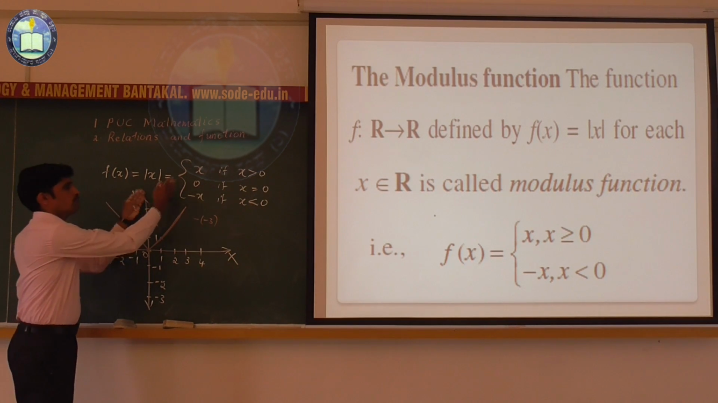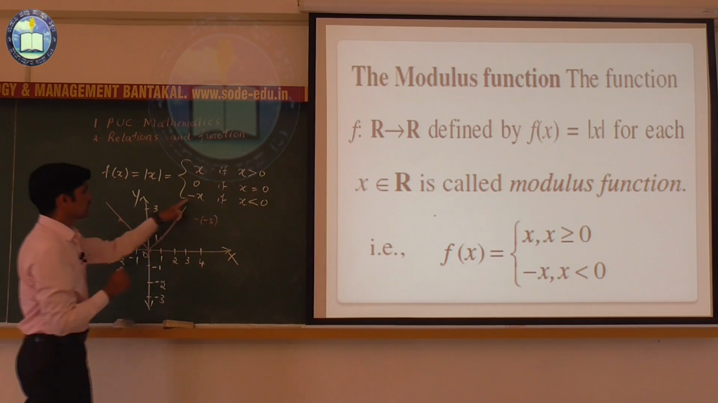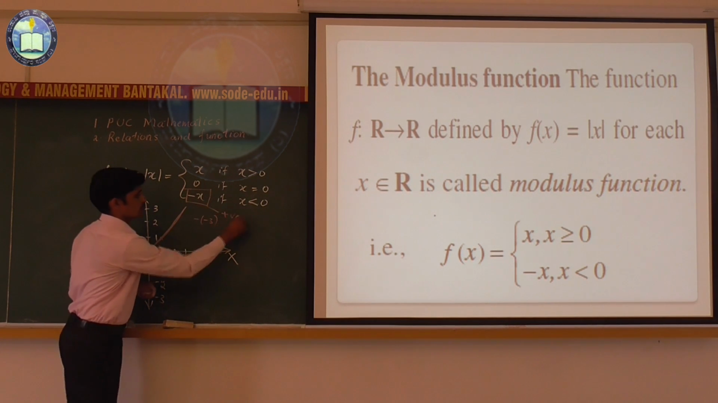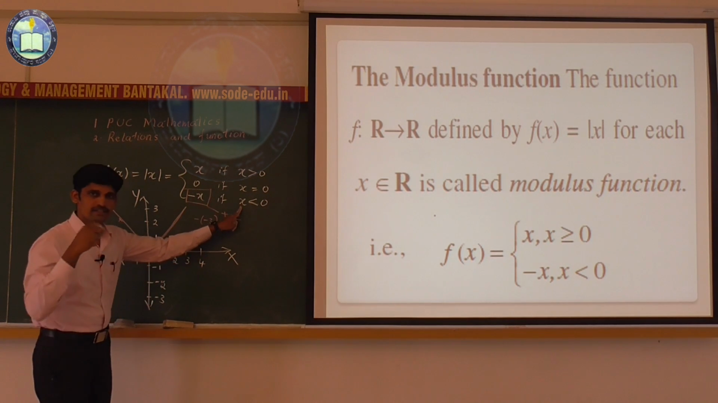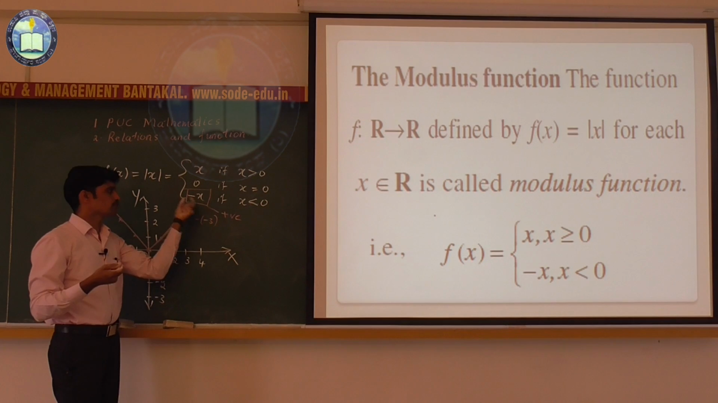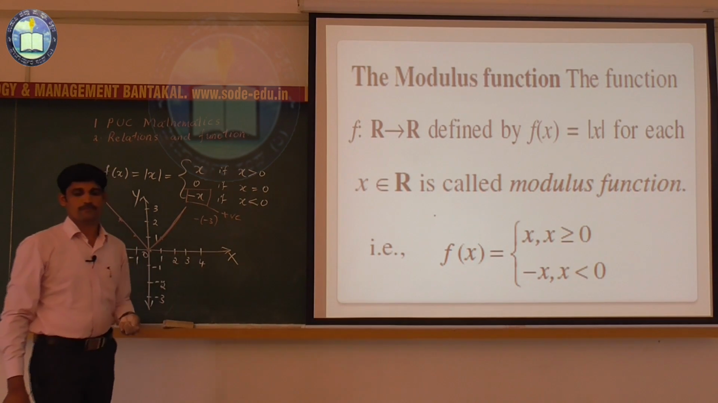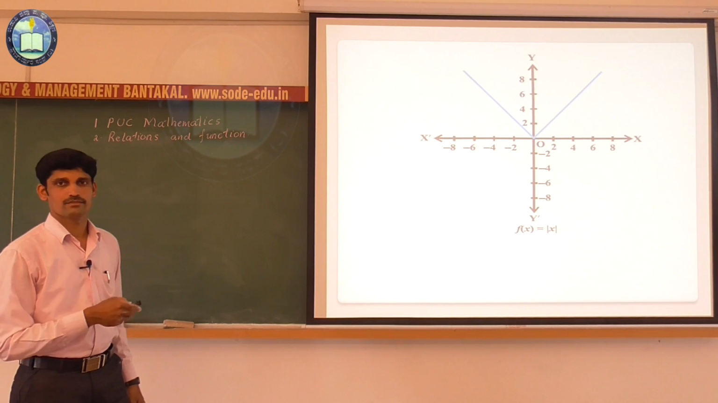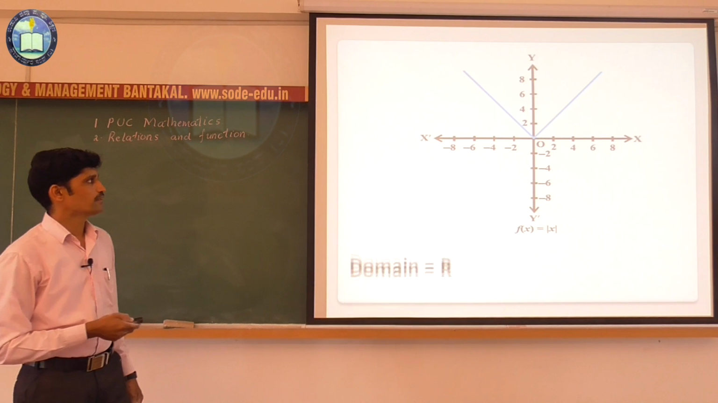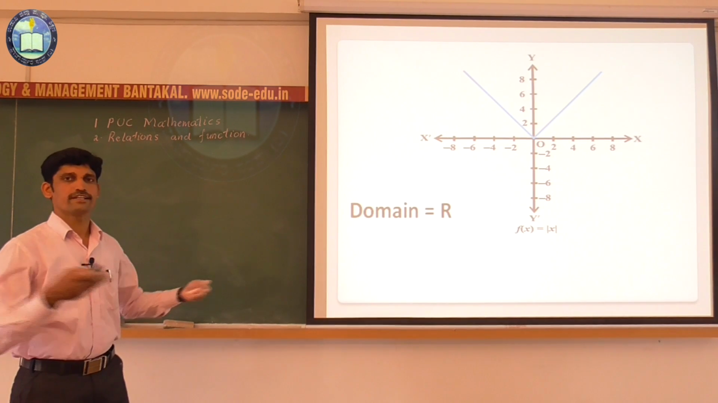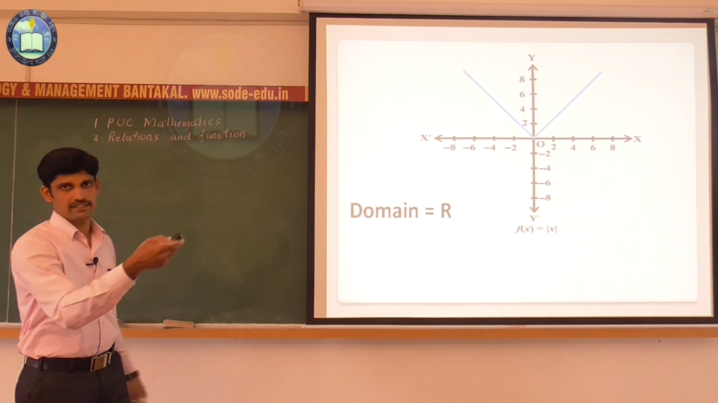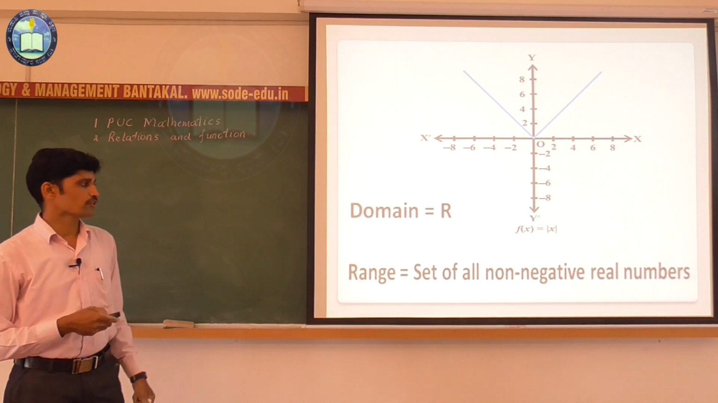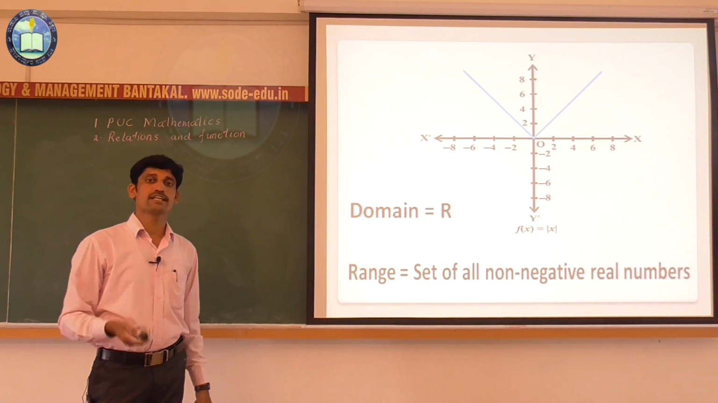Modulus of x always gives a non-negative real number. Here minus x doesn't mean that it is negative. This is also a positive quantity only, because x is already negative, and negative into negative gives you a positive quantity. You can see the graph of the modulus function here. It always takes positive values or 0. The domain of the modulus function is all real numbers. We can give any value to x from the x-axis, means it takes all the real numbers. And the range is equal to the set of all non-negative real numbers. It never takes negative values.